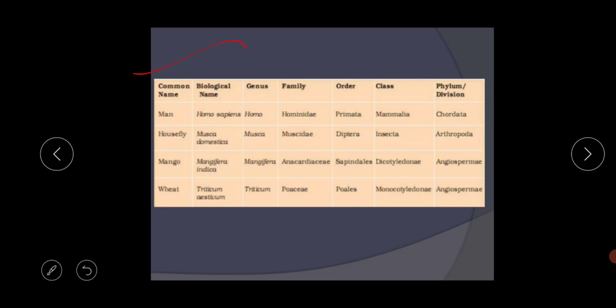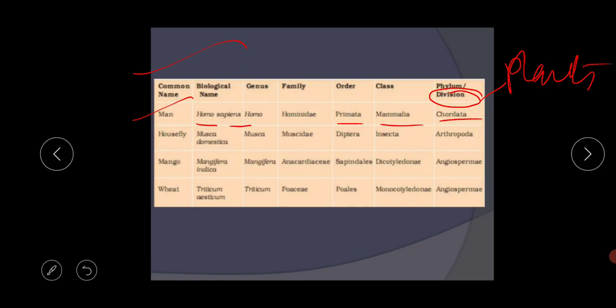So this is one chart which depicts the organisms' taxonomic categories. The first is man. The scientific name of man is Homo sapiens. So genus is Homo, species is sapiens, order Primata, class Mammalia and the phylum is Chordata. But it's not applicable in division, because division is applicable for the plants.